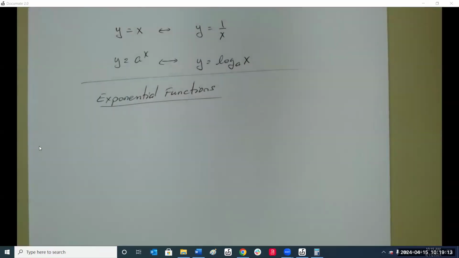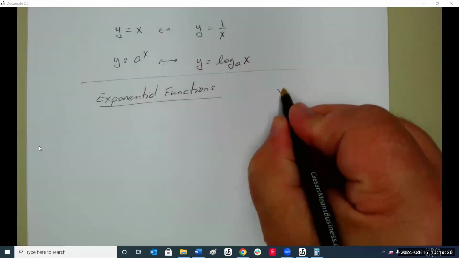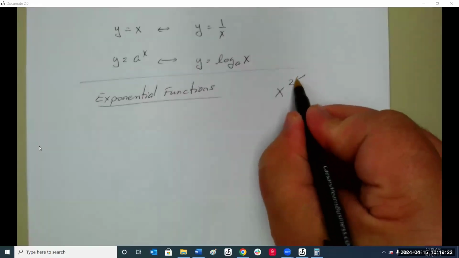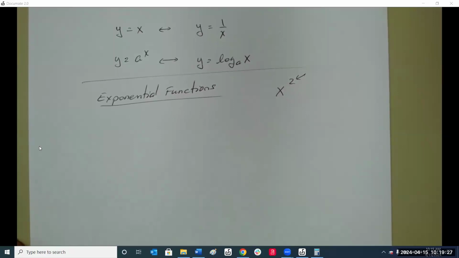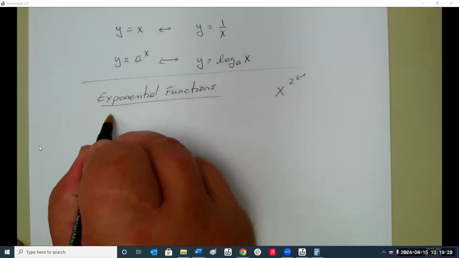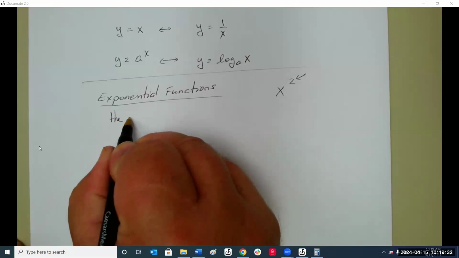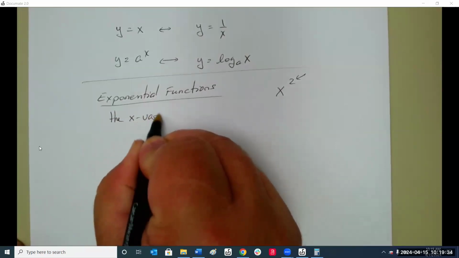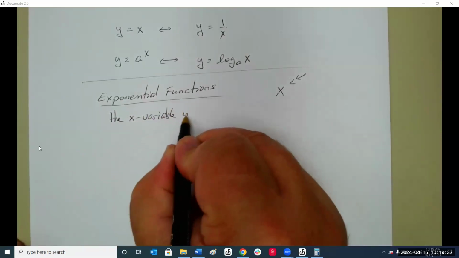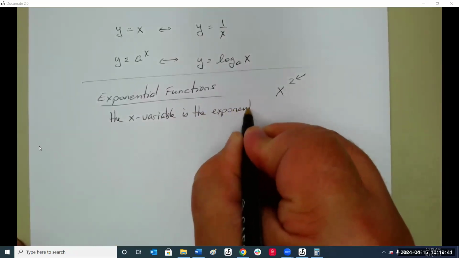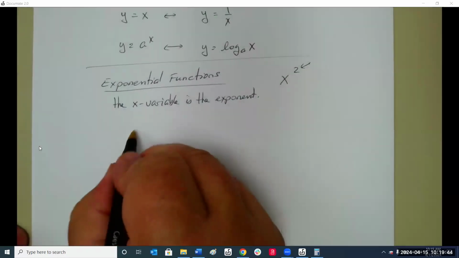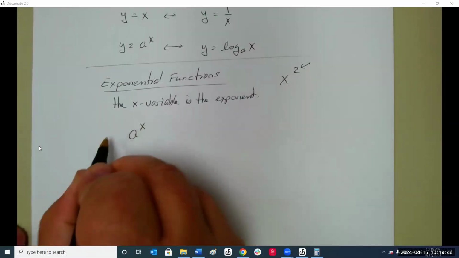Exponential functions. We've used the term exponential or exponent a lot. For example, we did something like this. This is the exponent. But that's not what the exponential function means. Here, the x variable is the exponent. An exponential equation looks like this.